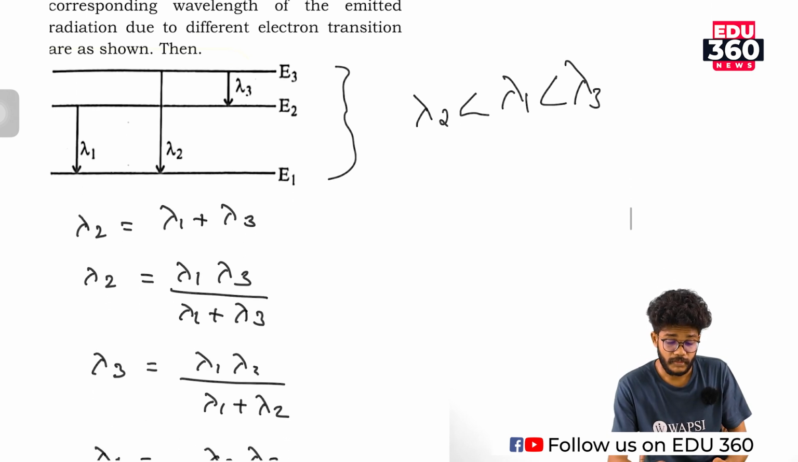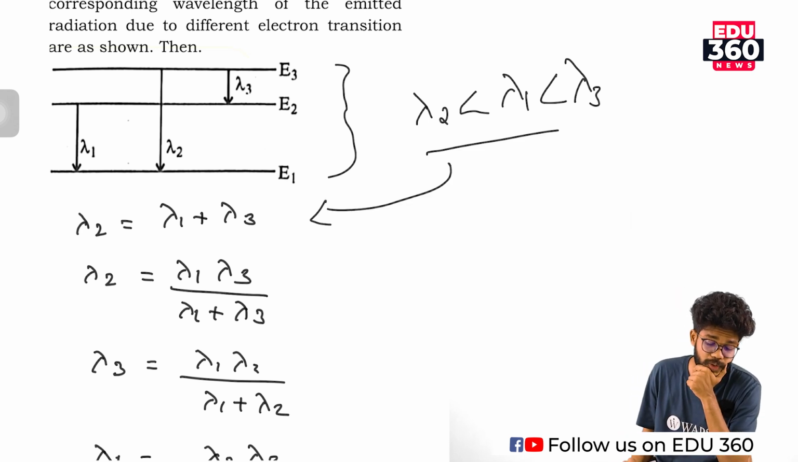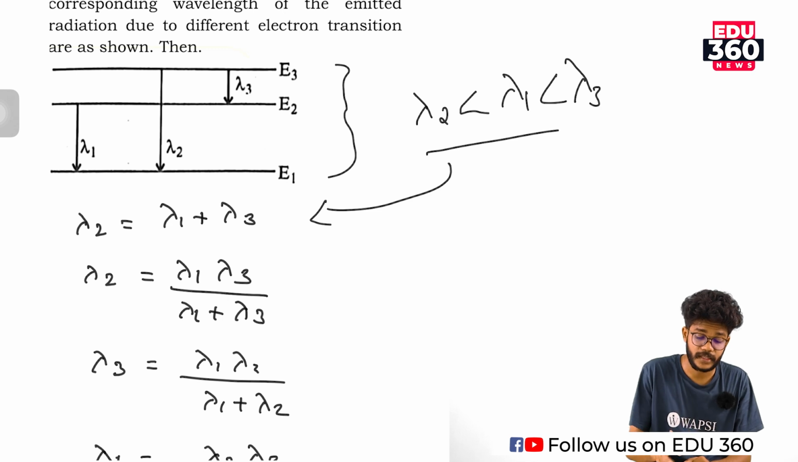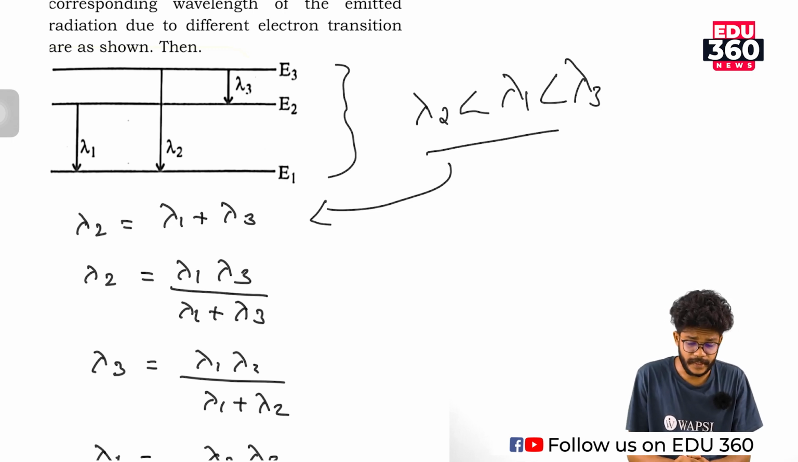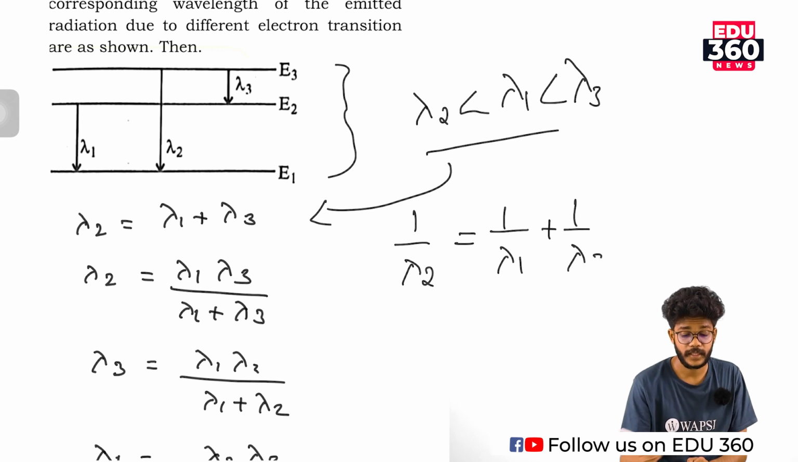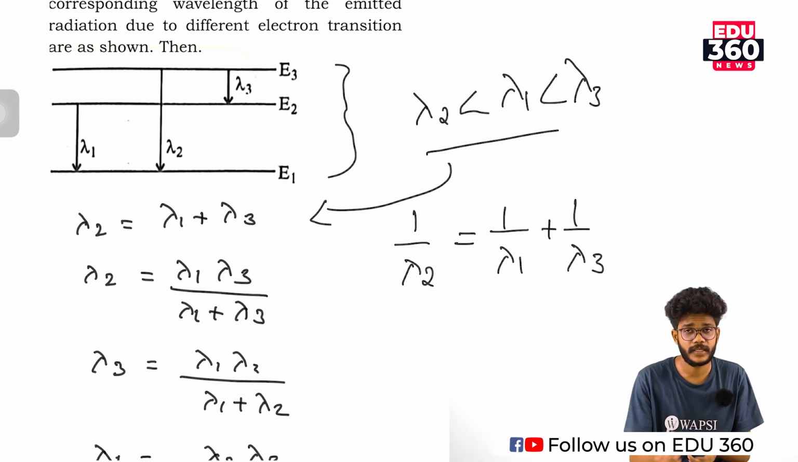So from this data, can this equation be correct? Lambda 2 is equal to lambda 1 plus lambda 3? No, because lambda 2 is the smallest value and lambda 3 is the largest value. We can't write like that. And 1 by lambda 2 can be the sum of 1 by lambda 1 plus 1 by lambda 3, because lambda 3 is very large, so 1 by lambda 3 will be very small, and lambda 1 is in the average state, so we can derive that type of equation.